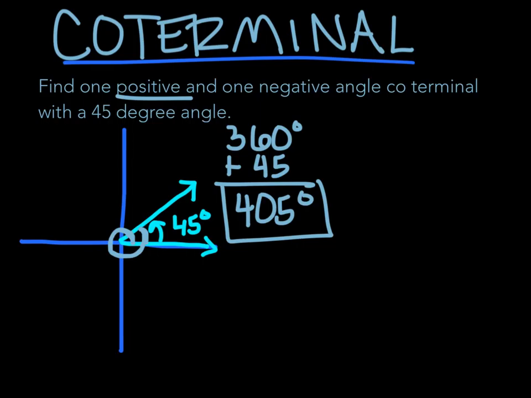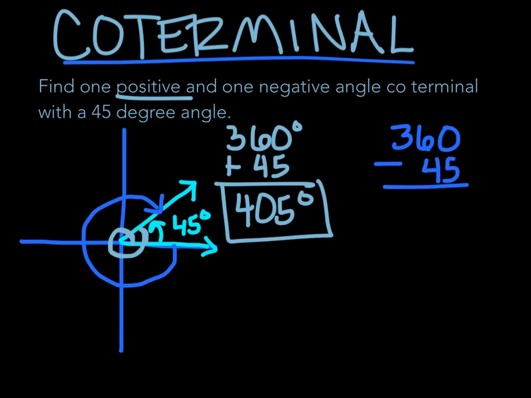We could also do a negative. We could start here and go back, because remember, negative angles go clockwise. So if we went back, we would be going 360 minus 45. That gives us 315, and since we were going back, make sure you make it negative 315 degrees.